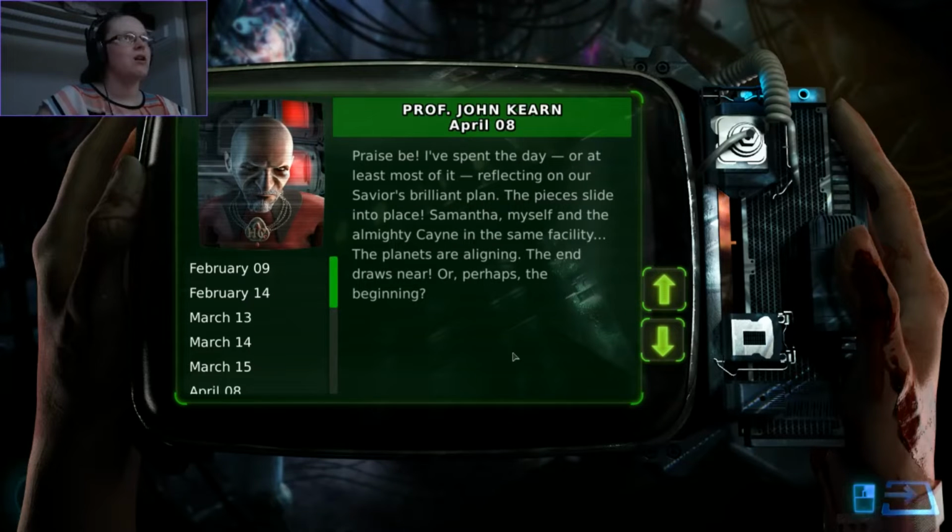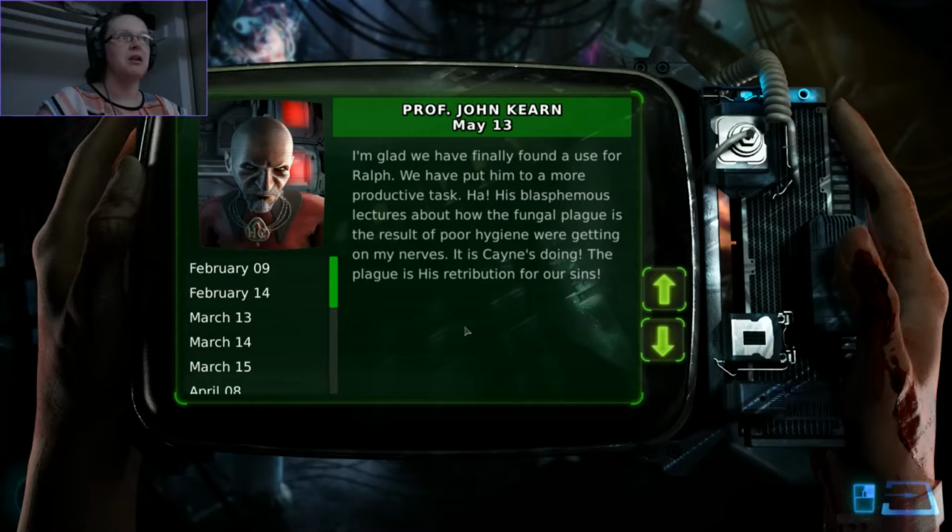April 8th. Praise be, I've spent the day, or at least most of it, reflecting on our Savior's brilliant plan. The pieces slide into place. Samantha, myself, and the almighty Cayne in the same facility. The planets are aligning. The end draws near. Or perhaps the beginning.